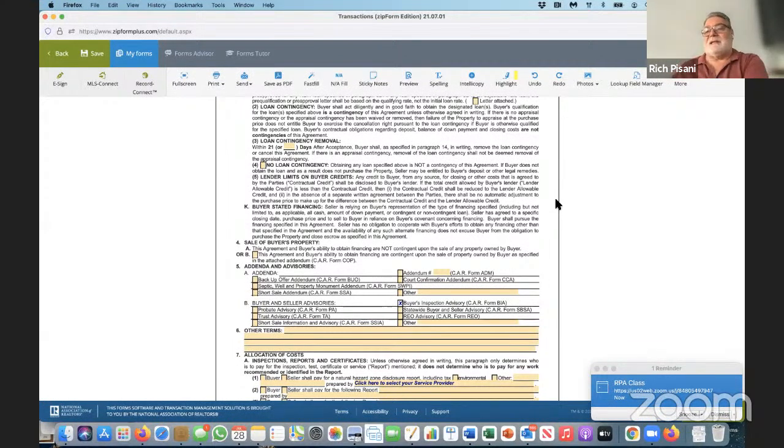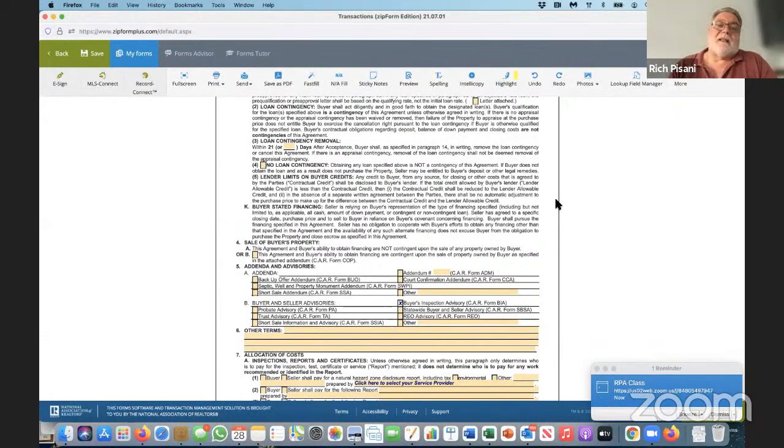And that supersedes anything else. I mean, it can't be waived. So basically, they're not liable. If it doesn't appraise, they can get out of the loan just from that. Yes, they can. I wouldn't accept it because it's not enforceable. So, yeah.